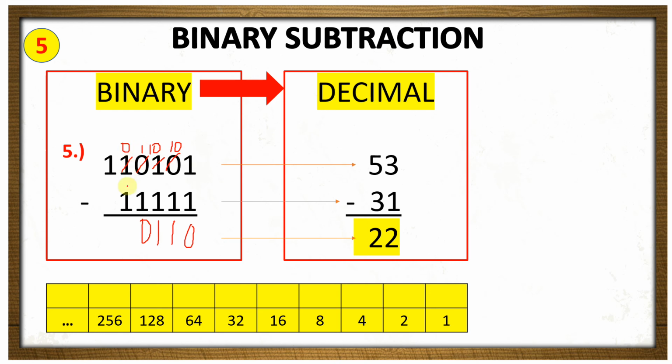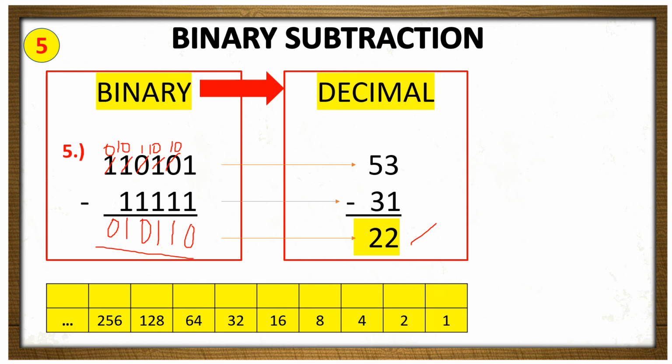Next, 0 minus 1 again cannot be. So you borrow 1 from the next digit to the left. This is 0, and this will become 0, 1. 0, 1 is actually 2. So that's 2 minus 1, and this is 1. So 0 minus nothing is 0. Okay. And this is the equivalent of 53 minus 31. And that's 22. So you check if this is 22.